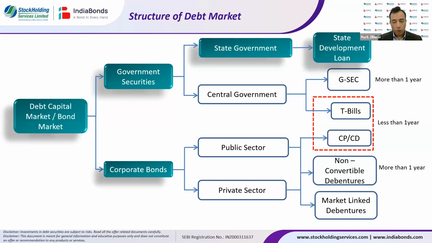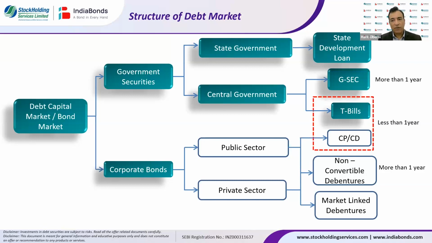When a state government borrows money, that instrument is known as state development loan or SDLs. And when the central government borrows money, it is known as government securities or GSEC, which we hear about the most. However, the central government also borrows money for less than 1 year. When the central government borrowing instrument is less than 1 year, it is known as T-bills or treasury bills. And when it is more than 1 year, it is known as GSEC or government securities. Government securities can range up to 20 years, 30 years, and 40-year instruments as well. And the 10-year GSEC is always called the benchmark for bonds.